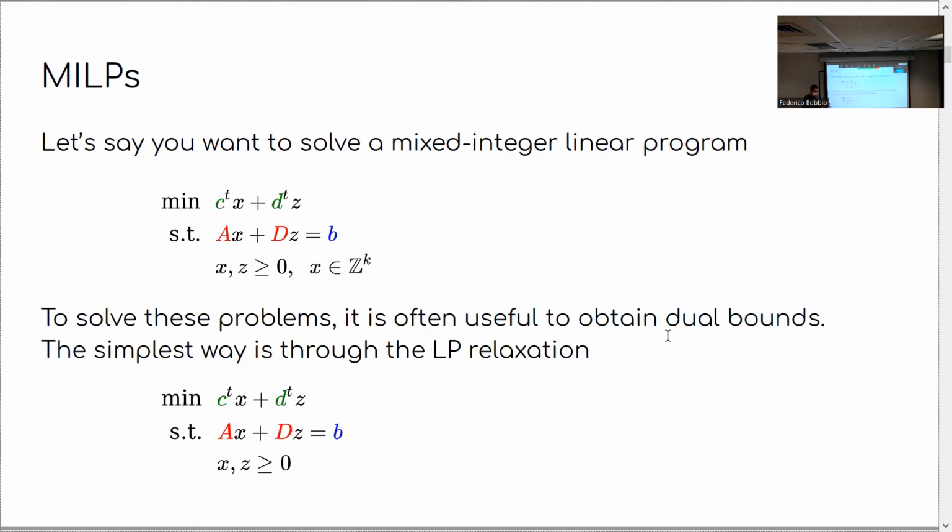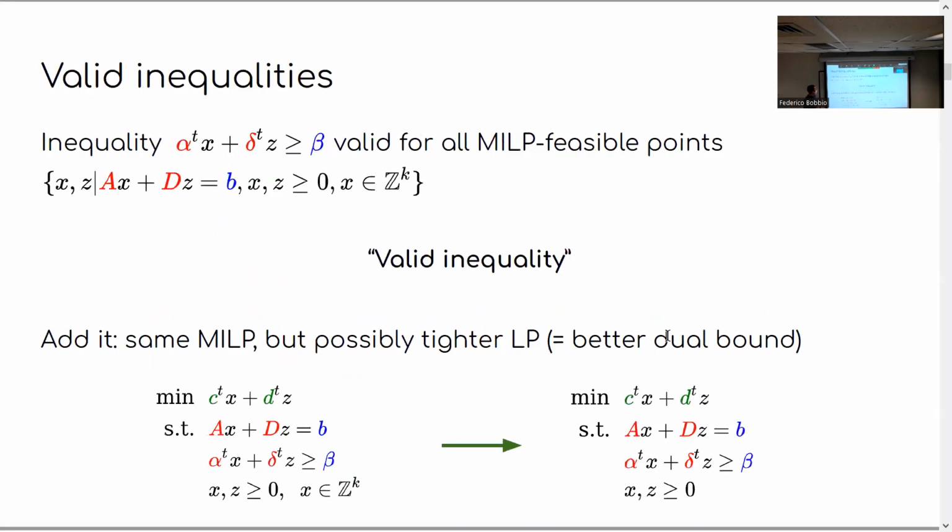This is a linear program, can be solved in polynomial time very efficiently, and you get a dual bound. But you can do better than that, right? So in general, you might have some inequalities that are satisfied by all MILP feasible points, by all points that are partially integer that satisfy all your MILP constraints. We call those valid inequalities. And what's nice about them is if you add them to the MILP, you end up with basically still the same MILP, but its LP relaxation might be tighter. And in particular, the dual bound you get might be better.